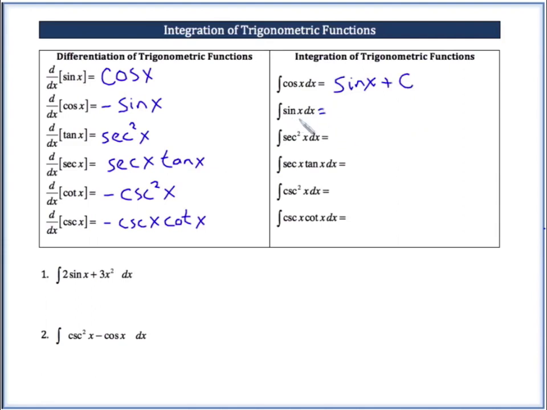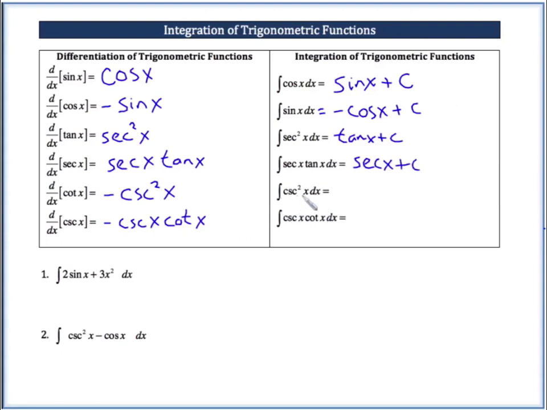The indefinite integral of sine of x. So we say sine is the derivative of what function? Here, negative sine would have been the derivative of cosine. So sine itself is going to be the derivative of negative cosine. And then we have plus c. The indefinite integral of secant squared is just going to be tangent of x. The antiderivative of secant x tangent x is just going to be secant x plus c.